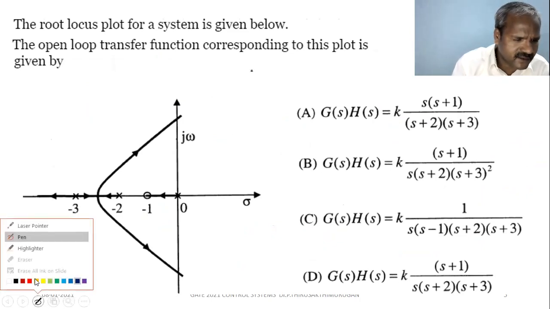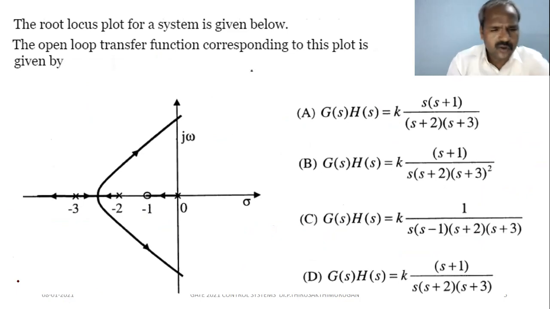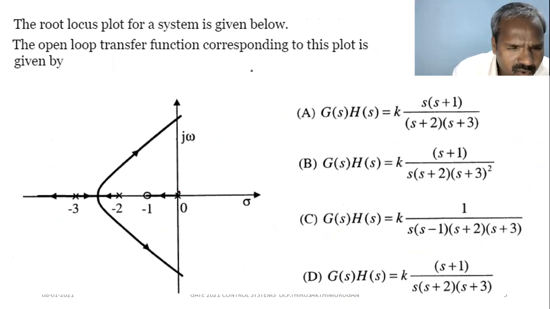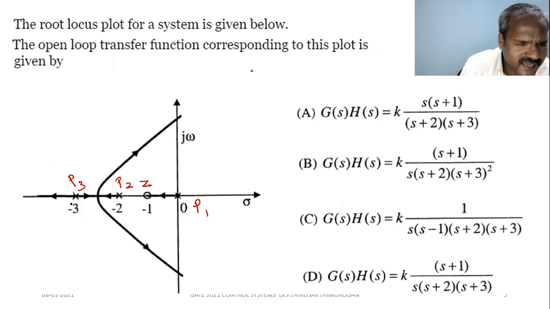First, let us find where the poles and zero locations are. Say you consider this is P1, pole 1. This is 0. Okay, so this is P2. This is P3. Clear? So there are 3 poles, 1, 0. Understand?